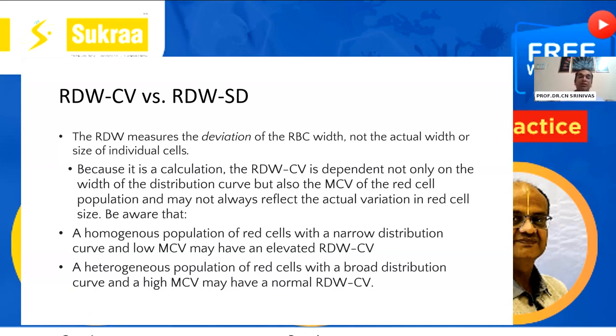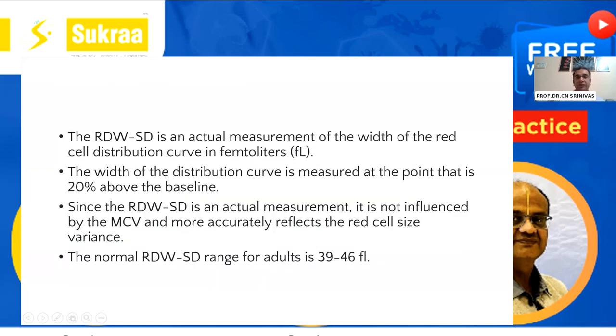Again, one more condition: there can be a heterogeneous population of red blood cells with a broad distribution curve and a high MCV. This may still have a normal RDW CV. So you can actually use that knowledge and then we can classify anemias, which I'll come to in the next slide.